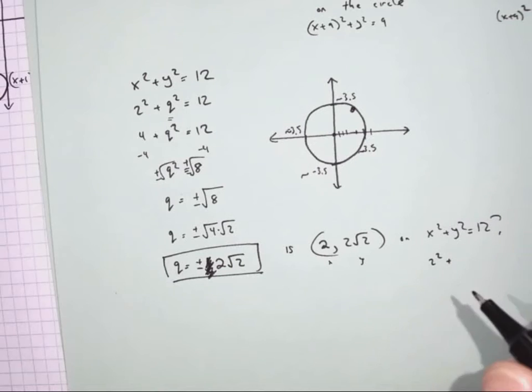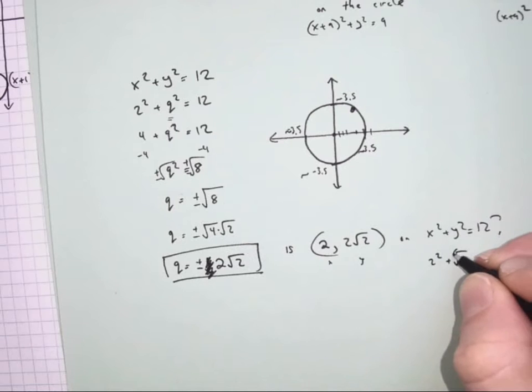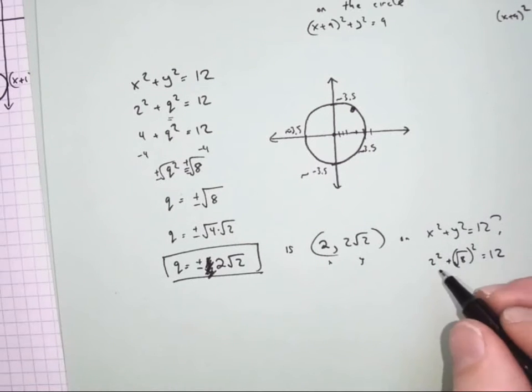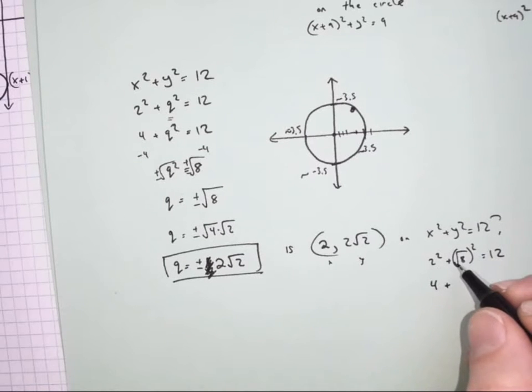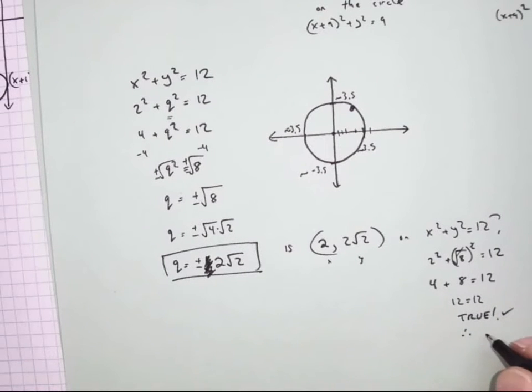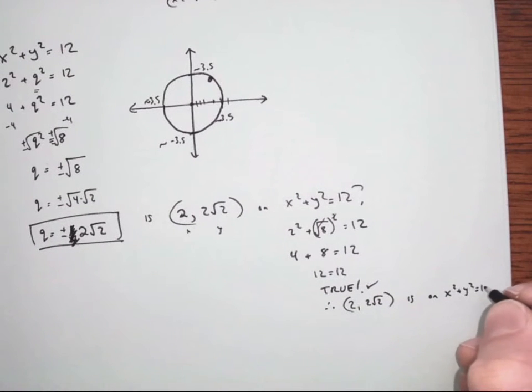So I'm going to actually think of the root 8 instead of 2 root 2 for now. I think that might be more simple for me. So root 8 squared. They're equivalent. You can choose which one's simpler. Okay, is this true? Well, let's just check. 4 plus square root of 8 squared. Those are inverse operations, so they cancel out. And so we get 4 plus 8 is 12, or 12 is 12. Is that true? Yeah, it's true. So therefore, 2 root 2 is on x squared plus y squared equals 12.